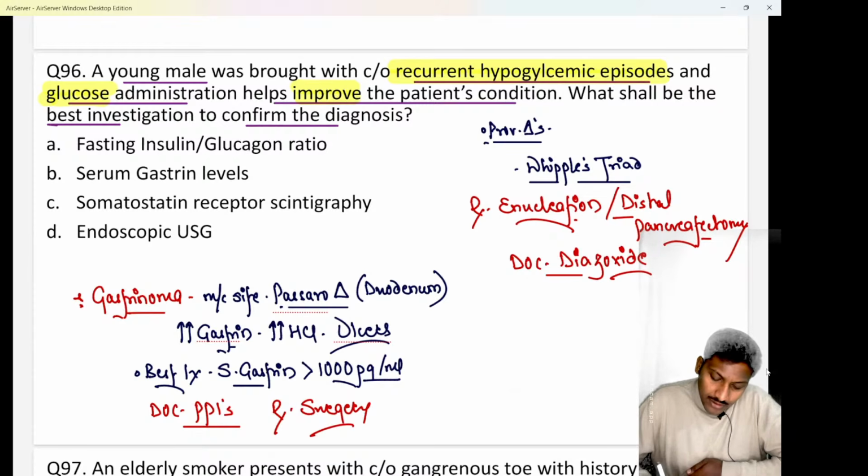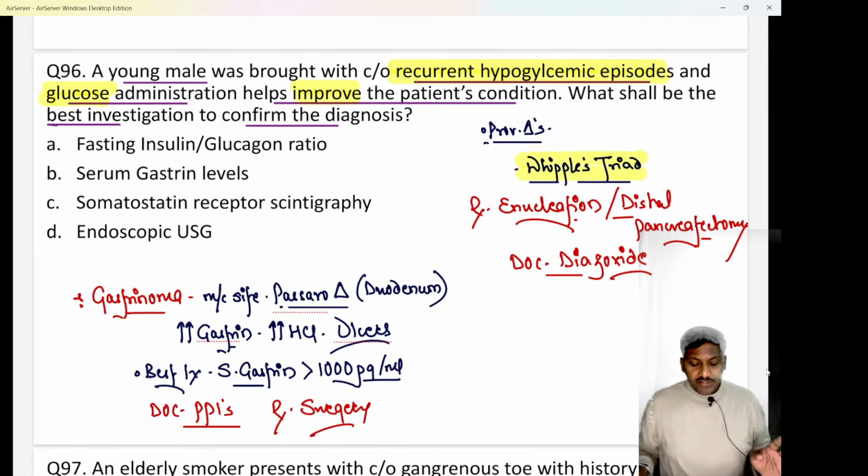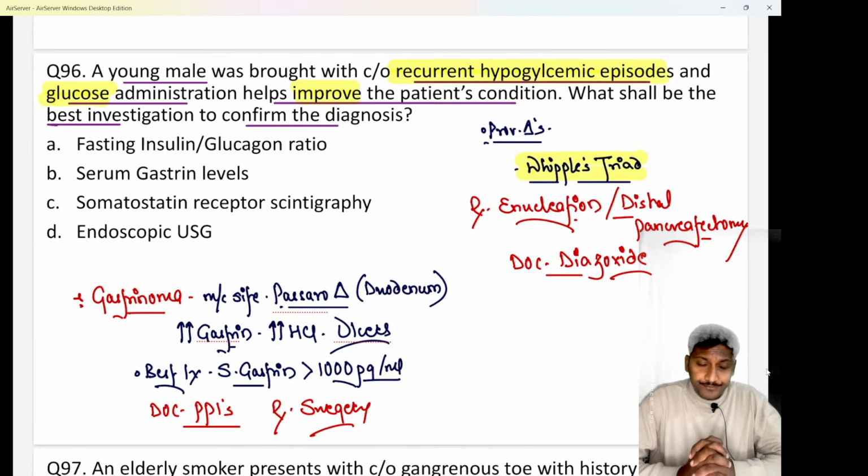Here you will be able to see the classical Whipple triad. The Whipple triad is: the patient is going to have recurrent hypoglycemic attacks, with dizziness, headache, palpitations, tremors, diaphoresis. Second, blood glucose less than 40 milligrams per deciliter; a few books say less than 45, it's fine. And third, the patient will have improvement in symptoms after you administer glucose. This is known as Whipple triad.